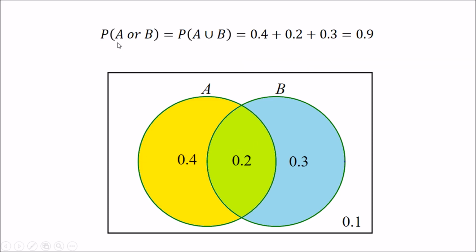So in this picture, the probability of A or B, again the probability of A union B, would be 0.4 plus 0.2 plus 0.3, which is 0.9.